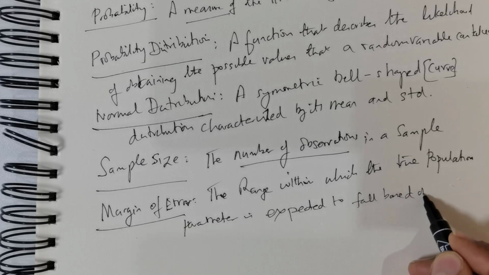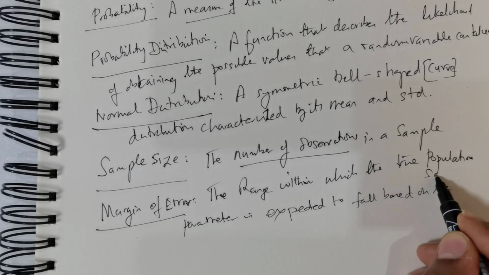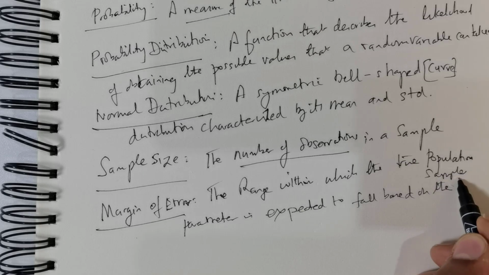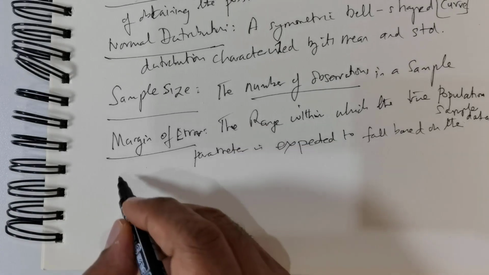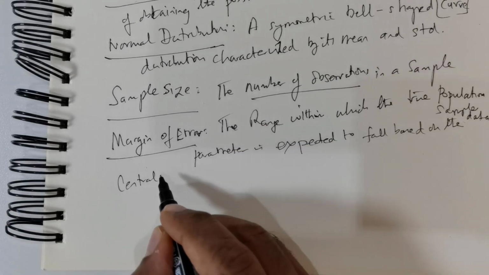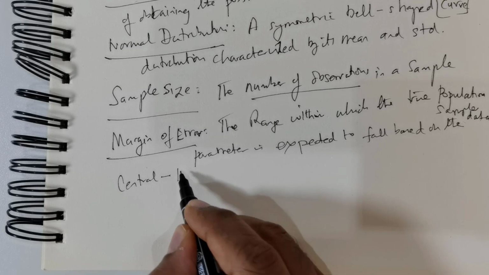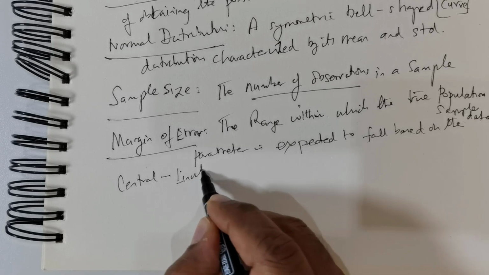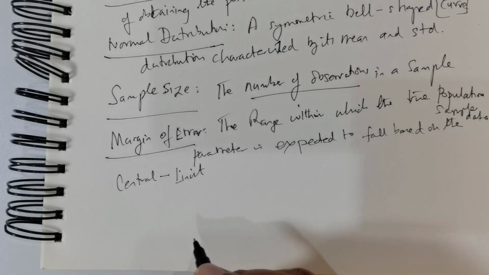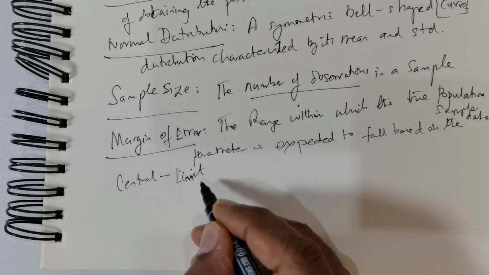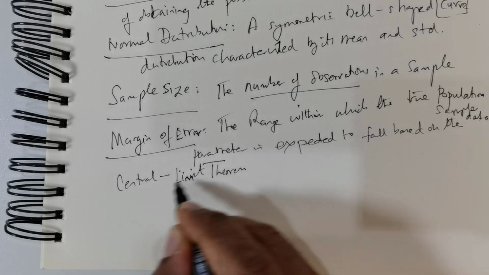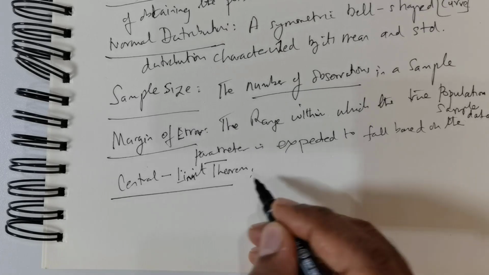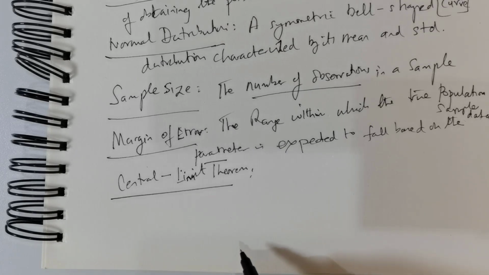Based on the sample data. Now next is the central limit theorem, the all-important central limit theorem. Without this we wouldn't be able to do many of the things. Okay, let me just stop there. Limit, limit theorem. So I will again do questions related to the central limit theorem for your understanding.